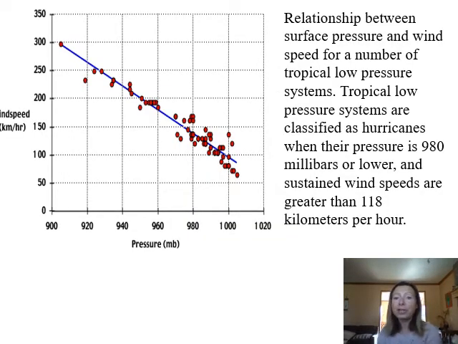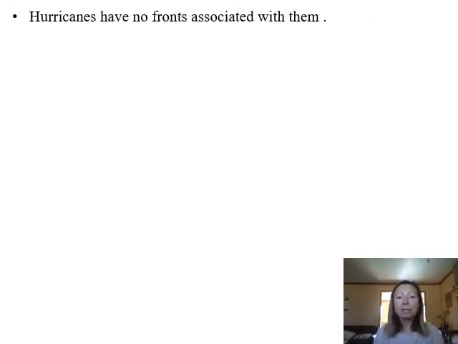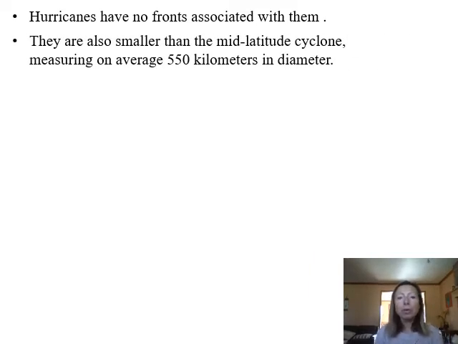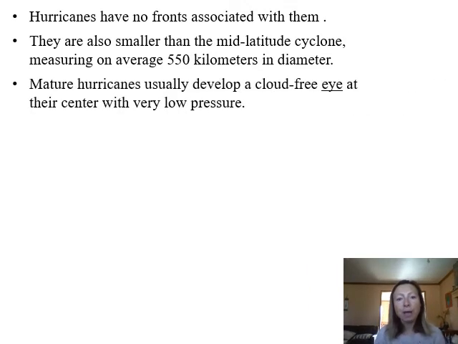The relationship between surface pressure and wind speed for a number of tropical low pressure systems is illustrated on this graph. So you can see that tropical low pressure systems are classified as hurricanes when their pressure is below 980 millibars and sustained wind speeds are greater than 118 kilometers per hour. Differently from mid-latitude cyclones, hurricanes have no fronts associated with them. They are also typically smaller than mid-latitude cyclones, measuring on average 550 kilometers in diameter.